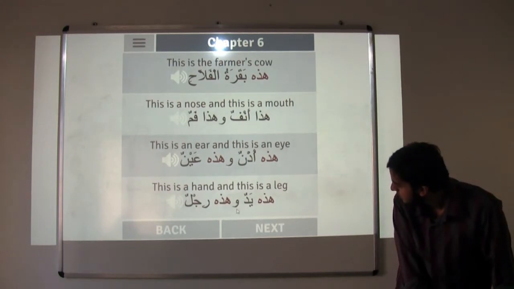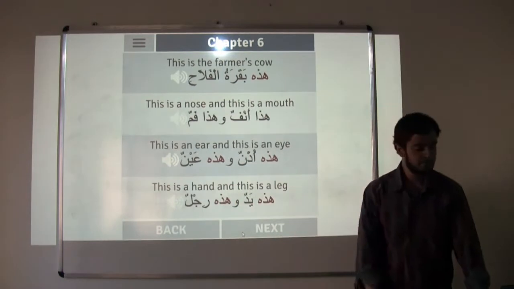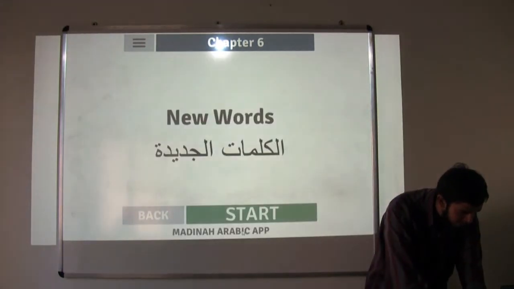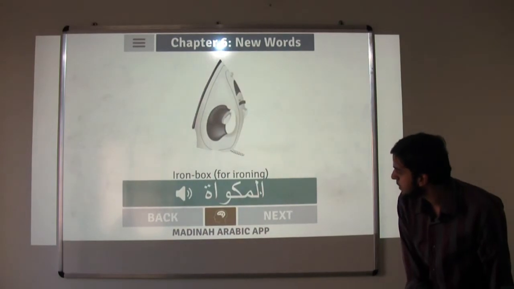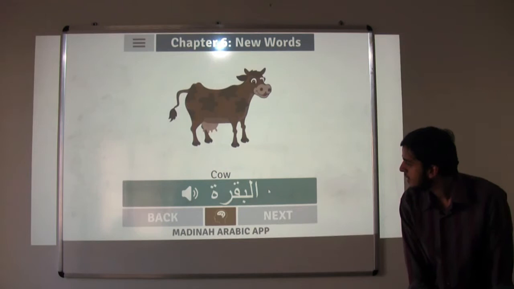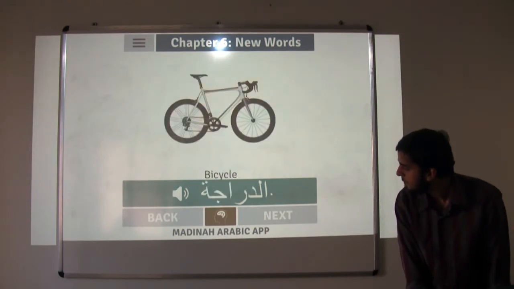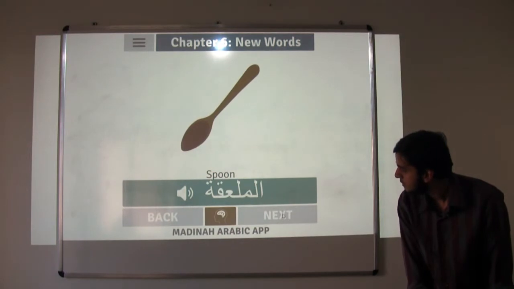Wa hadihi yadun wa hadihi rijlun. Again, because these come in pairs, we have hadihi to refer to them. The new words which we have learnt in this lesson: al-mikwatu, al-baqaratu, ad-darrajatu, al-mil'aqatu.